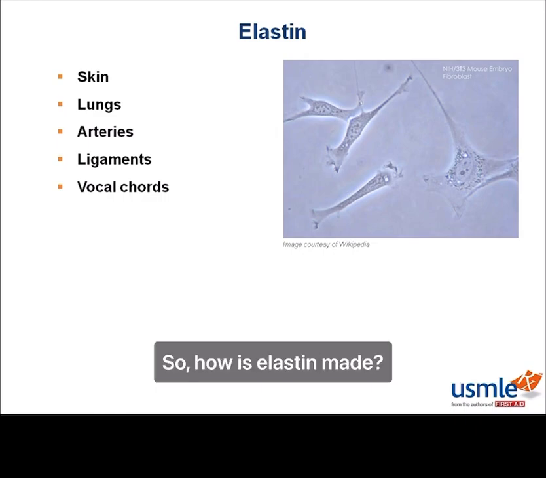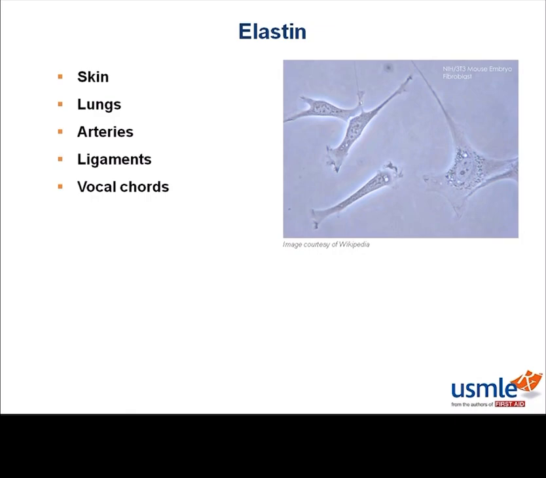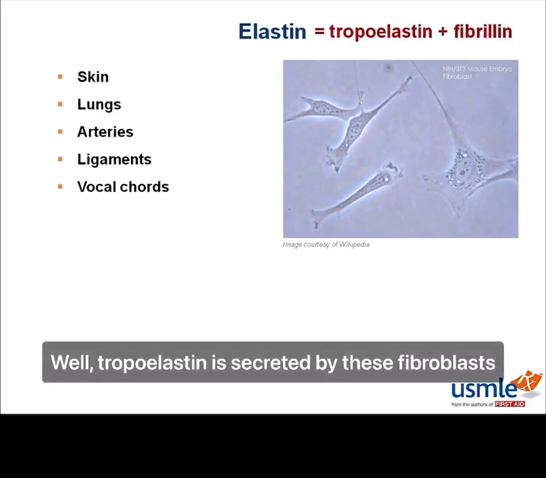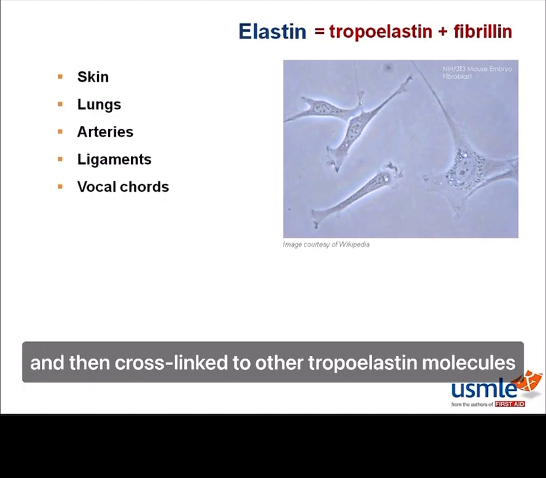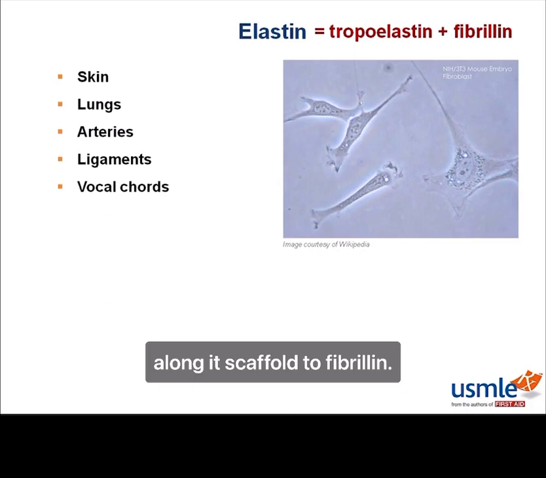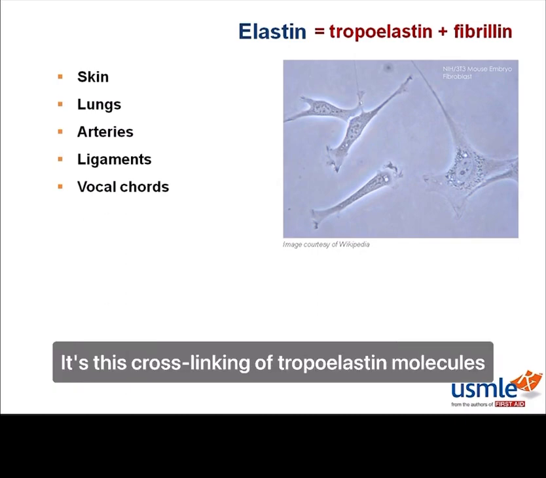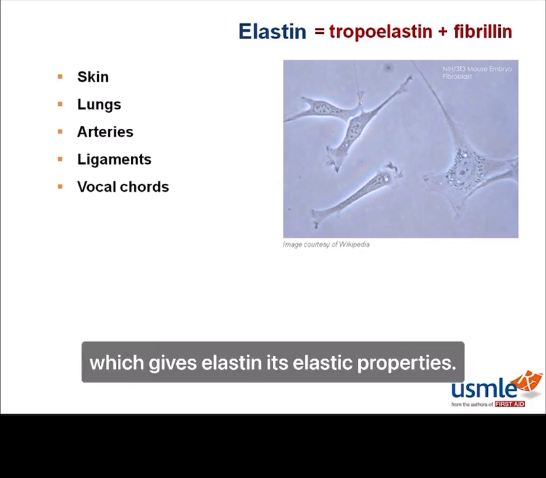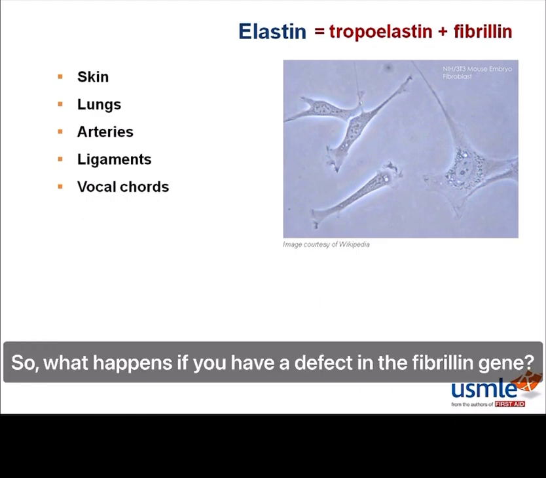So how is elastin made? Well, tropoelastin is secreted by these fibroblasts and then cross-linked to other tropoelastin molecules along a scaffold of fibrillin. It's this cross-linking of tropoelastin molecules which gives elastin its elastic properties. So what happens if you have a defect in the fibrillin gene?